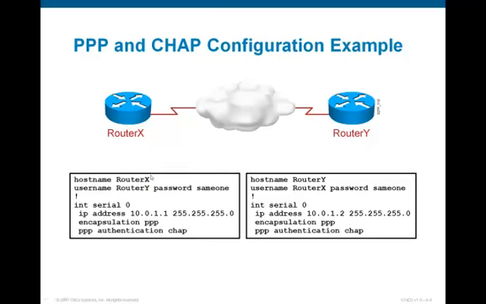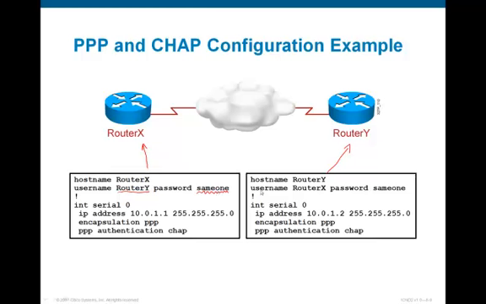So this is an example of how we set up PPP authentication CHAP. First, we have router X here, and we have router Y here. Now, when we set up the username, remember the username refers to the other person that's issuing the challenge. This is the common password that we will use to encrypt or hash the challenge message so that we can send the appropriate encrypted hash result back to the challenger.